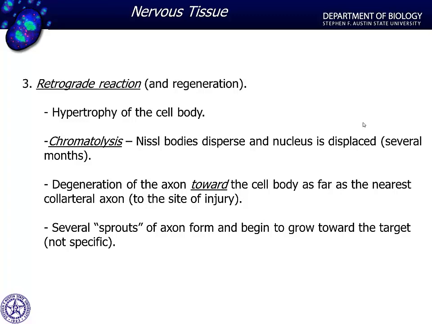So we've severed that axon, and maybe we retract a couple of millimeters, and when we get to that first collateral axon, that's where the degeneration is going to stop. At that point, we are going to start to sprout new axons, plural. They're going to begin to grow in every direction. However, only the axon process that finds the Schwann cell tube and reconnects with the target organ is going to persist. The other sprouts will actually degenerate.